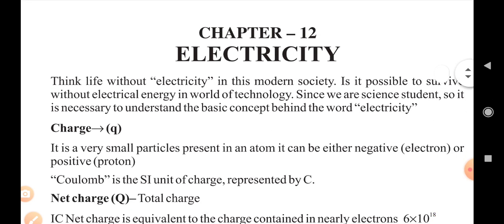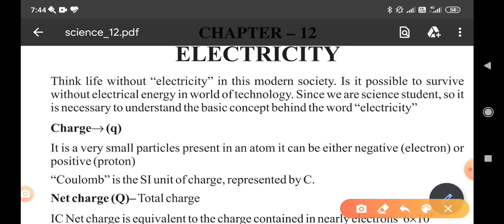Today we are going to start physics and we are going to study the first chapter, electricity.